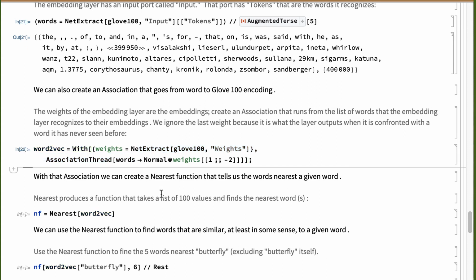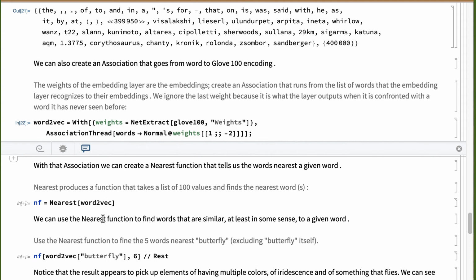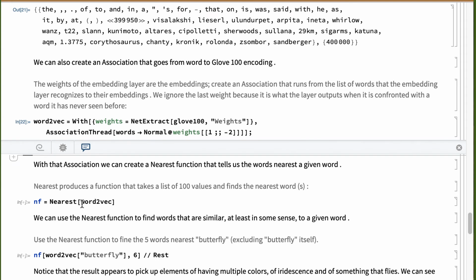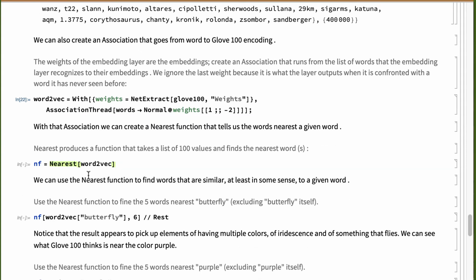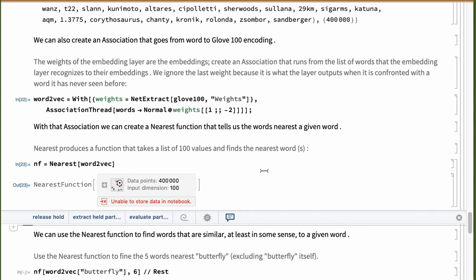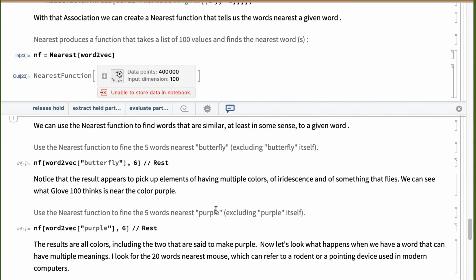All right, and now we can do something kind of interesting. We can form a nearest function. We've seen those before. And it's going to tell us, if we give it a word in the proper form, what it thinks the closest words are. So it's kind of a way of finding words that are similar. Not synonyms, but words that are similar. All right, we've got our nearest function. I'm always amazed how fast that nearest function executes.